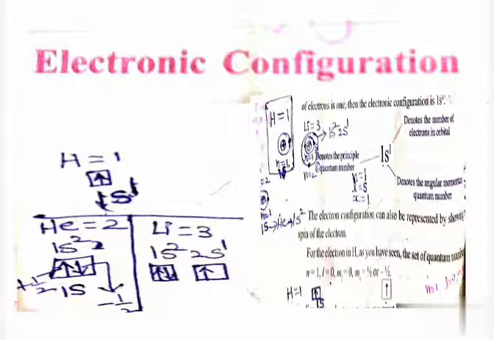Understood? Electronic configuration is nothing but the distribution of electrons in the shells, subshells and orbitals. This electronic configuration we can write by the NLX method. N means the principal quantum number. L means the azimuthal quantum number. X means the number of electrons.